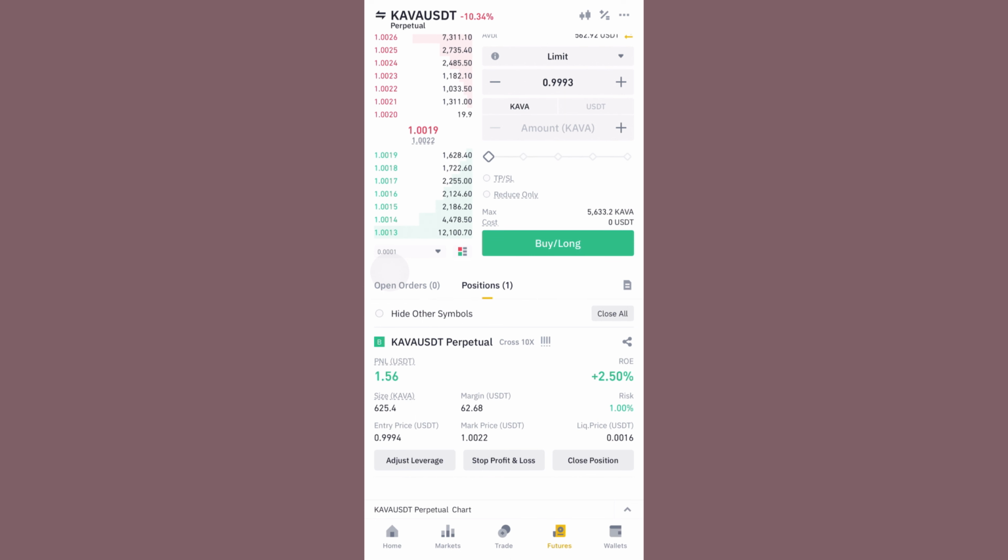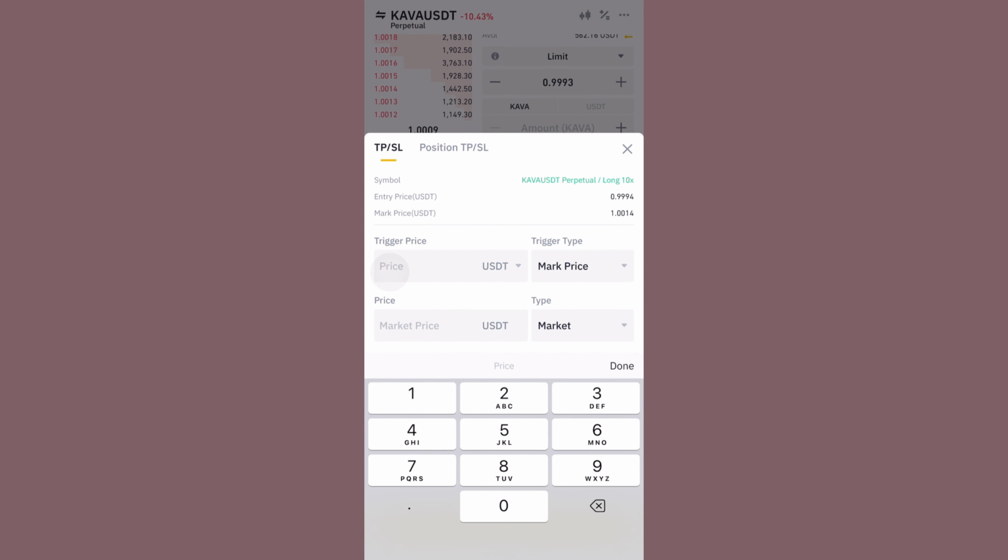You can set your take profit so that when it gets to that point, it will automatically take your profit for you, or you set a stop loss for when it is going opposite your prediction or your analysis. So if you click on the stop loss and take profit, you would see TP/SL.